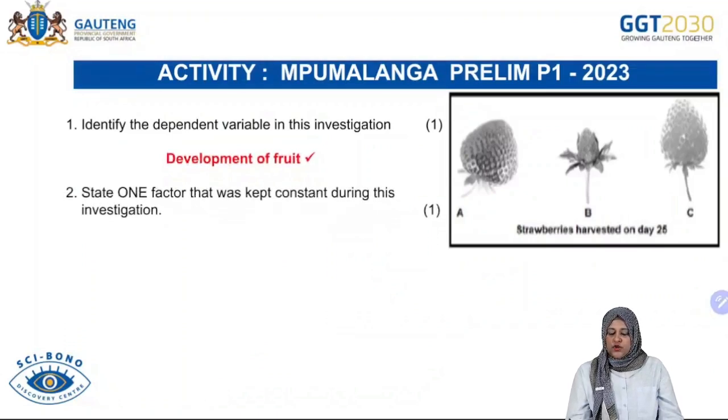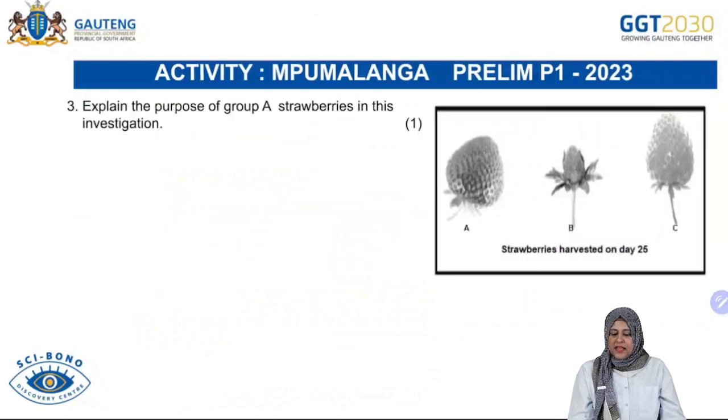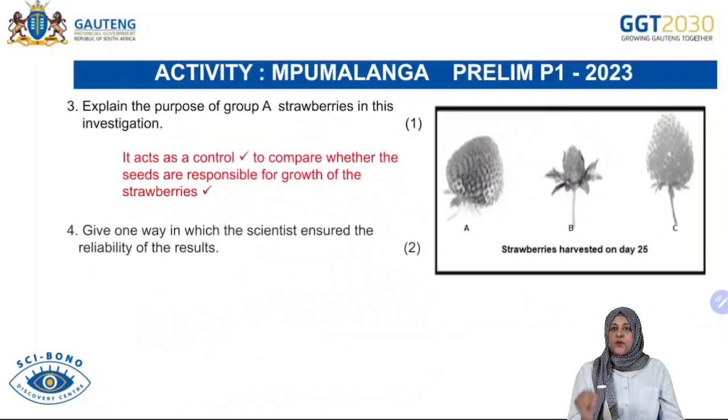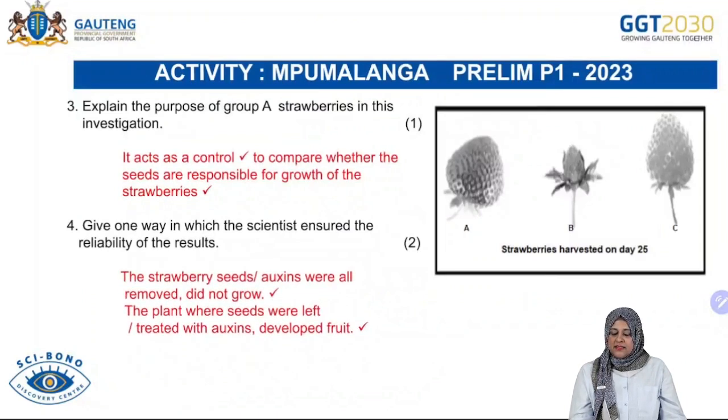One factor that was kept constant during this investigation: the same species of strawberries were used, and they were used at the same time period, 5 days after fertilization. Explain the purpose of A. Remember, A was the control because it grew naturally, and we need the control to compare. Give one way in which the scientists ensured reliability of the results. The seeds were removed and they did not grow, and here the plant seeds were left untreated and fruit developed there.